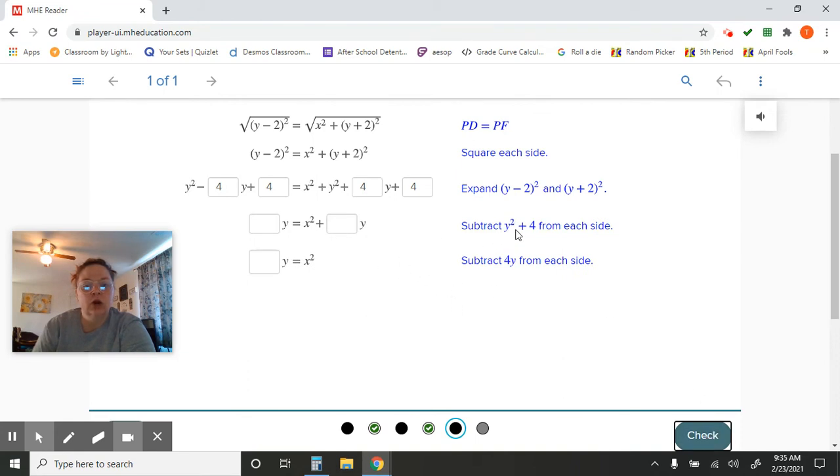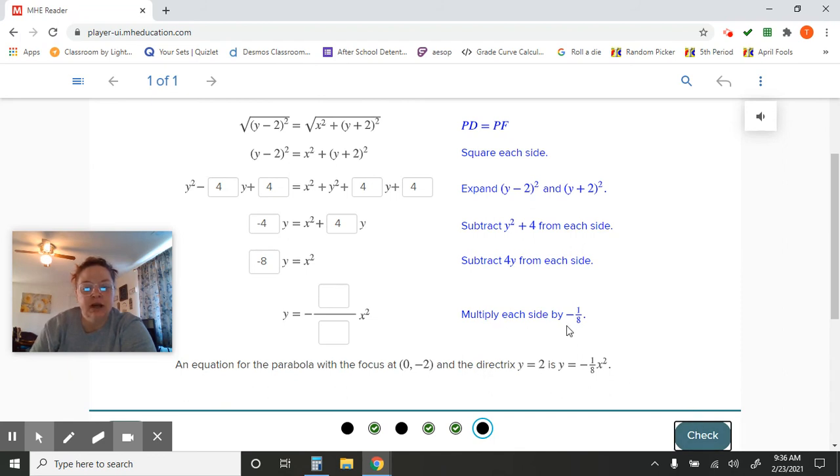Next, we're going to subtract y squared plus 4 from each side. That leaves us just the negative 4y here and just the positive 4y there. So we have negative 4y equals x squared plus 4y. Then we subtract 4y from each side, and negative 4 minus 4 is negative 8. So we have negative 8y equals x squared.